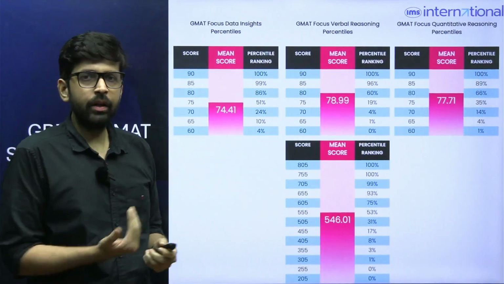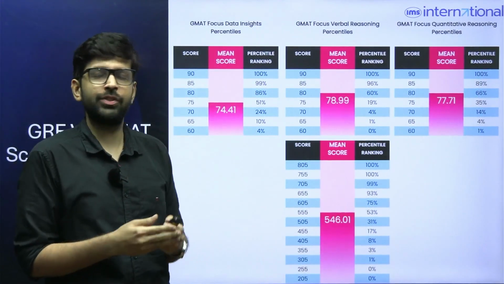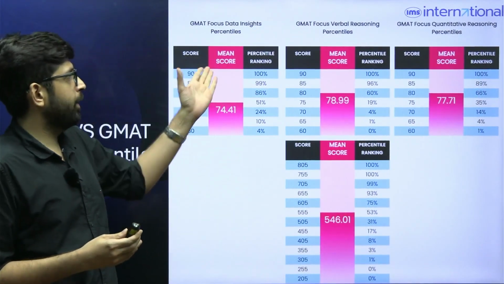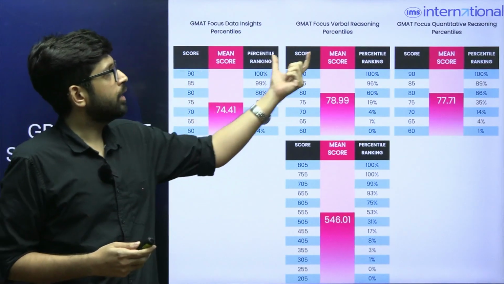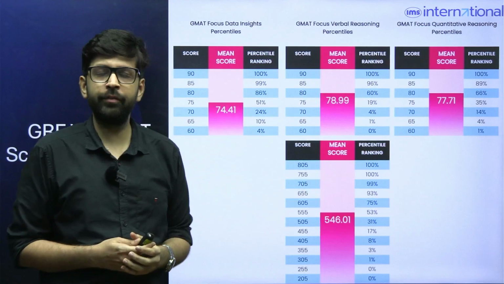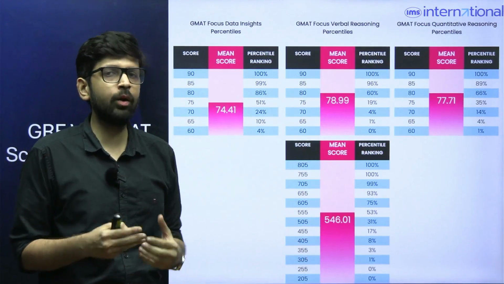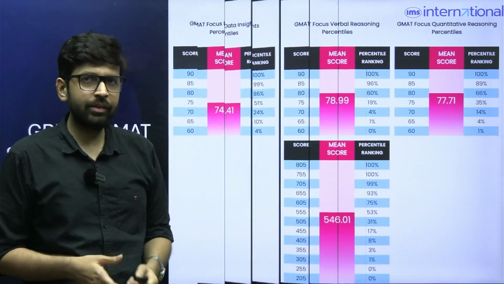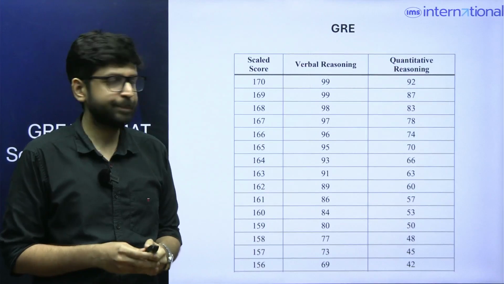Alright, now this is the section breakup for your GMAT score. On the top left, you will find DI, in the middle you will find verbal, and on the right you will find the quantitative reasoning, and below you will find the overall scores. And this is your score for GRE.